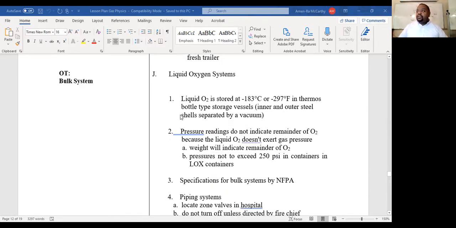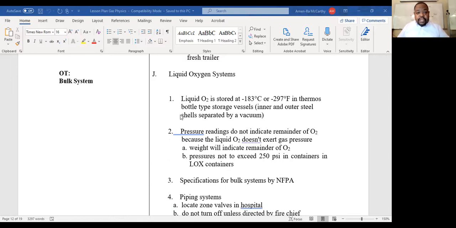Then we got into more definition of the liquid systems. Why liquid systems are so much better, and actually safer when it comes to the pressure, okay? Liquid systems are stored at negative 183 degrees Celsius or negative 297 degrees Fahrenheit.